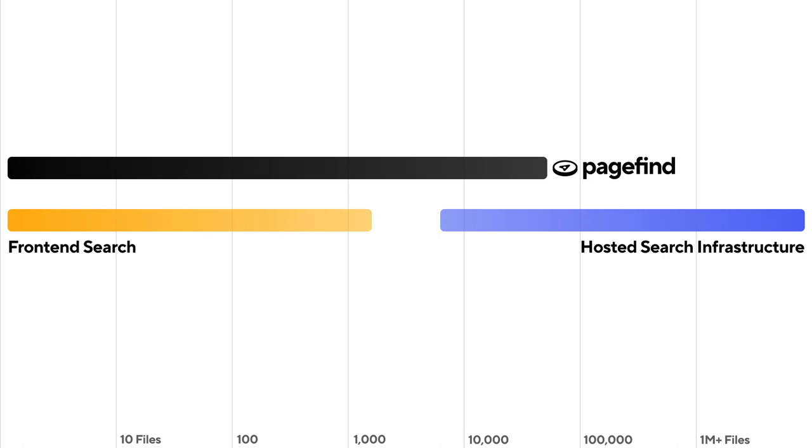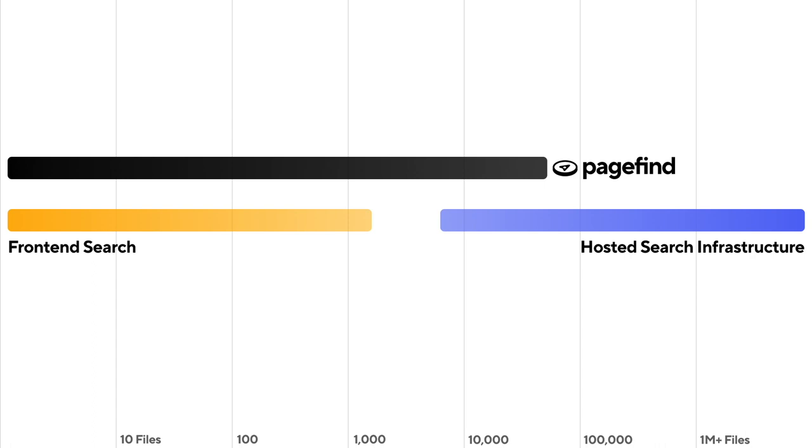Pagefind falls into the front-end search camp. All searching is performed in the viewer's browser with no infrastructure or third-party service. The way we've structured Pagefind, however, brings us a lot of the benefits typically restricted to the hosted search experience, namely low-bandwidth search requests delivered to the user.